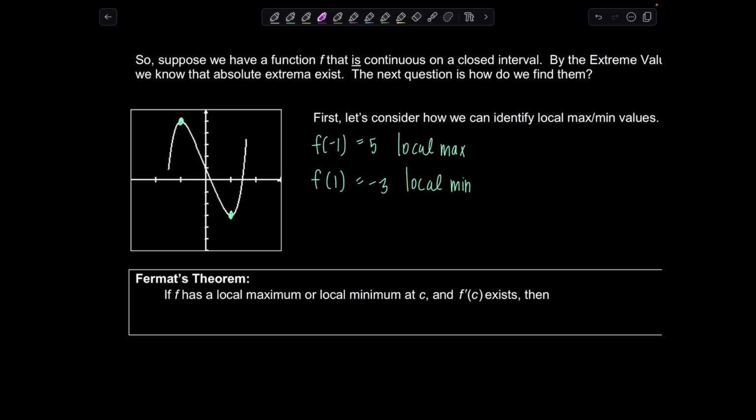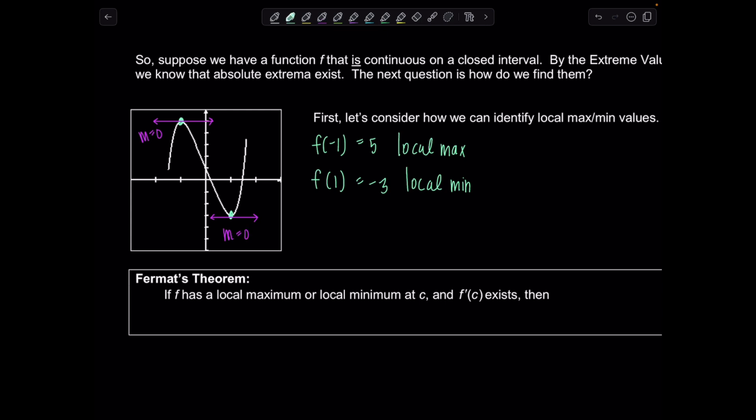If I were to draw a tangent line, that looks horrible. Excuse me. I was too excited to drive this point home. Here's my tangent line at the local max. Here's another tangent line at the local min. What is the slope of the tangent lines at each of these points? It's 0, right? The slope is 0.